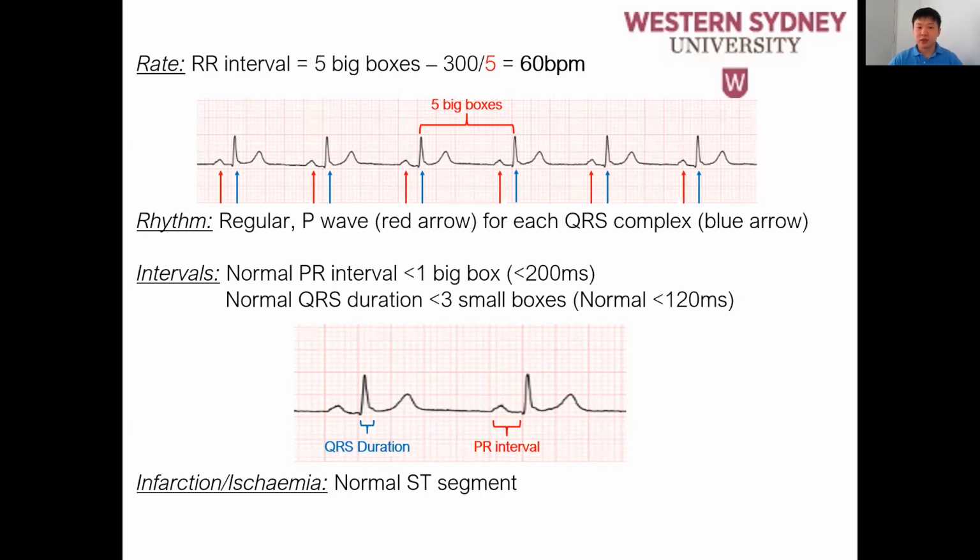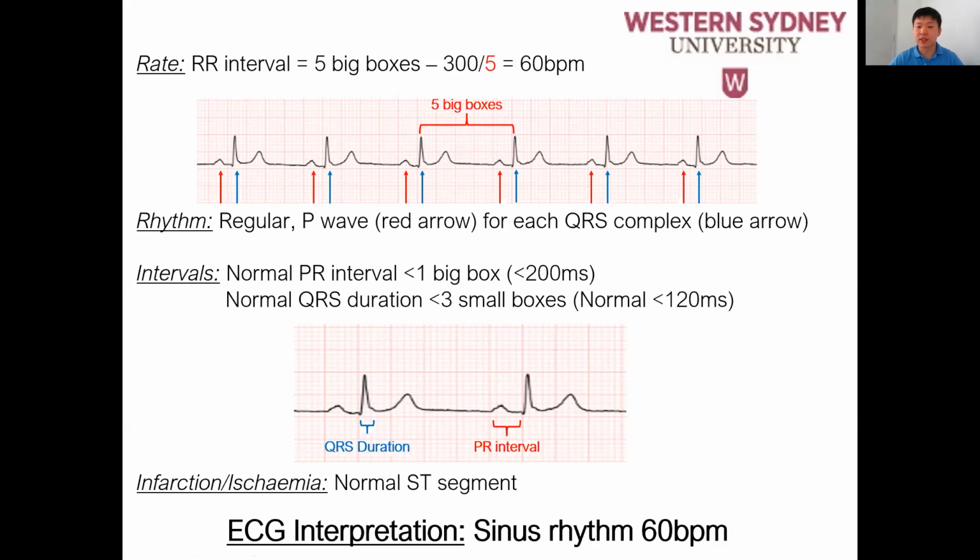Then we look at any intervals. There's a normal PR interval because the PR interval is less than 1 big box or less than 200 milliseconds. And then we look at the QRS duration, that's normal as well, less than 3 small boxes or 120 milliseconds. Then we'll see if there's any signs of ischemia or infarction. If you draw the isoelectric line there, it doesn't seem like there's any significant elevation or depression, so this is a normal ST segment. Since everything is normal and it's coming from the sinus node, this ECG interpretation to start off with is sinus rhythm at 60 beats per minute.